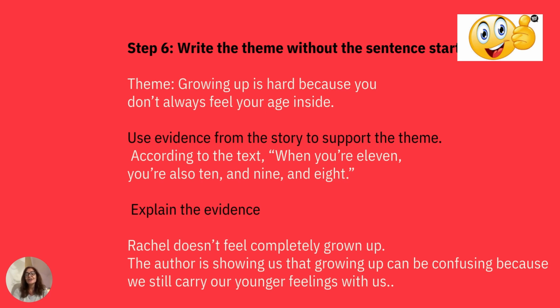So now it's your turn. I'm going to ask you to go ahead and grab a story and try using the worksheet to find the theme. I'm excited to see what themes you find.